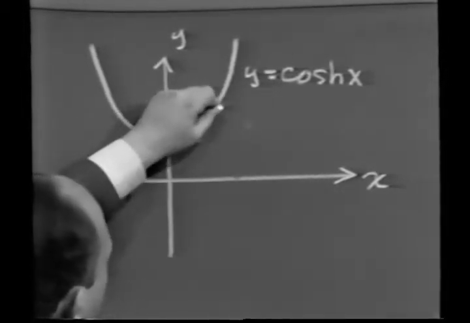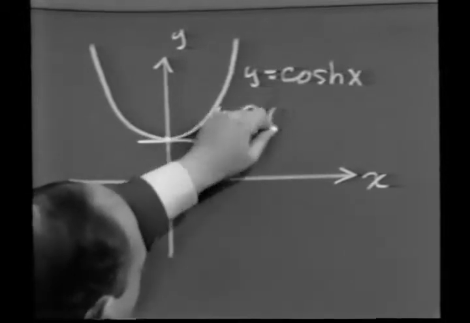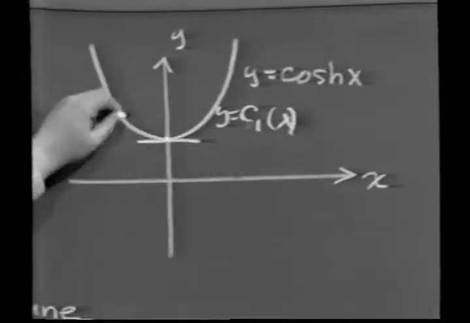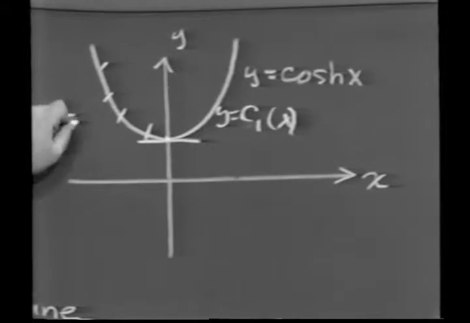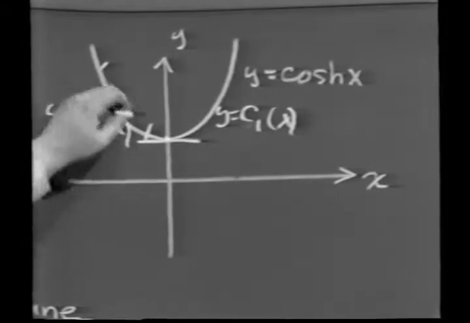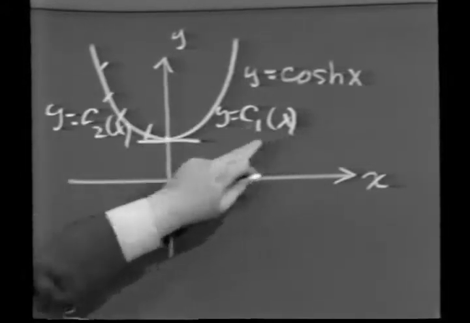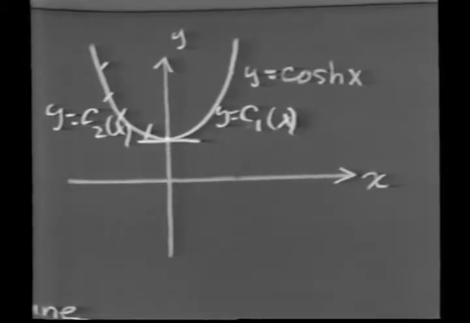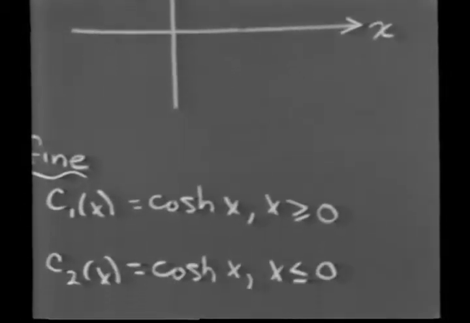Let me call this curve y equals c1 of x, and let me call this branch here y equals c2 of x. Notice that both c1 of x and c2 of x are one-to-one functions. In fact, let's write this more formally. Using the picture as a guide, let's do the following analytically.